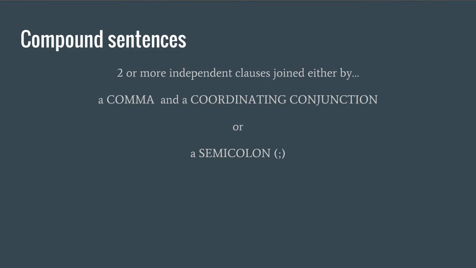So what is a compound sentence? A compound sentence is when you take two or more independent clauses and join them either by a comma and a coordinating conjunction or just a semicolon. Okay? Lots of big words in that definition, but I promise it's a lot simpler than it sounds.